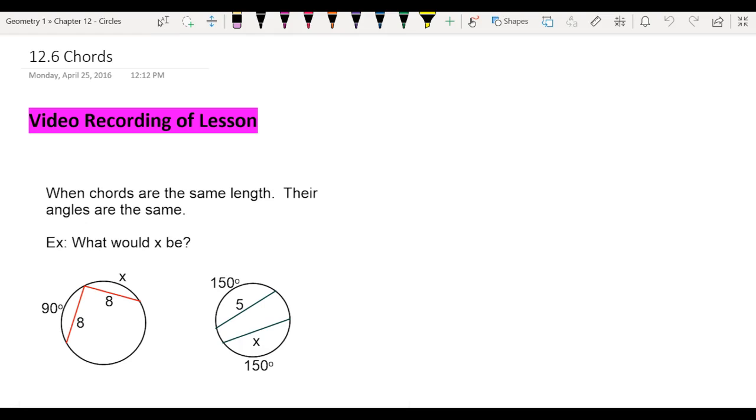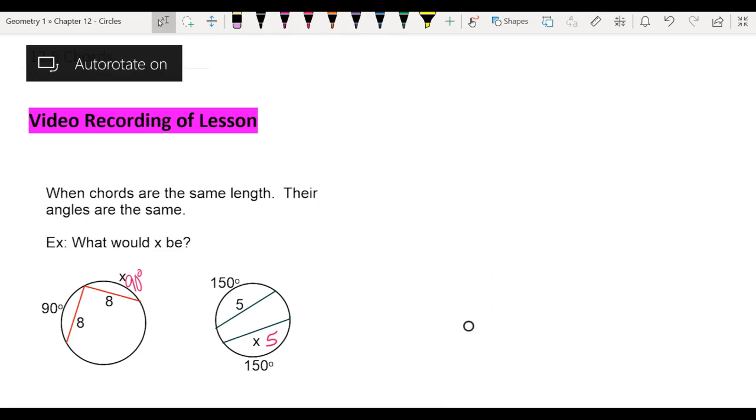Okay, so if chords are the same length, then their angle measures are the same. That is true, and the converse is switching that, right? So the converse is if their angle measures are the same, their chords are the same. So what would the length of this chord be? 5.